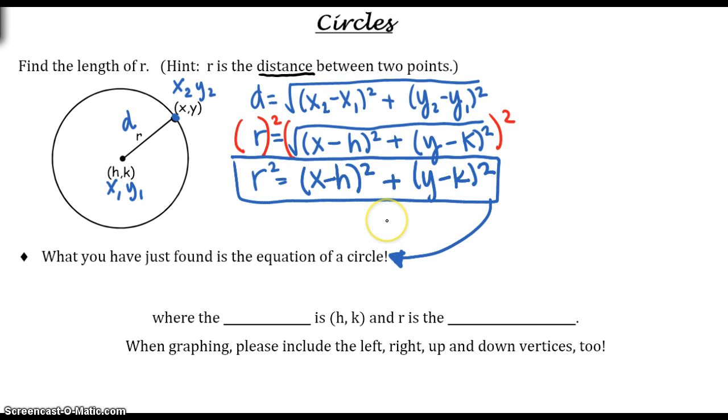Now let's talk about it a little bit. HK is our what? What would you call HK? This is our what of our circle? Center. And then R stands for the what? We talked about it. The radius.